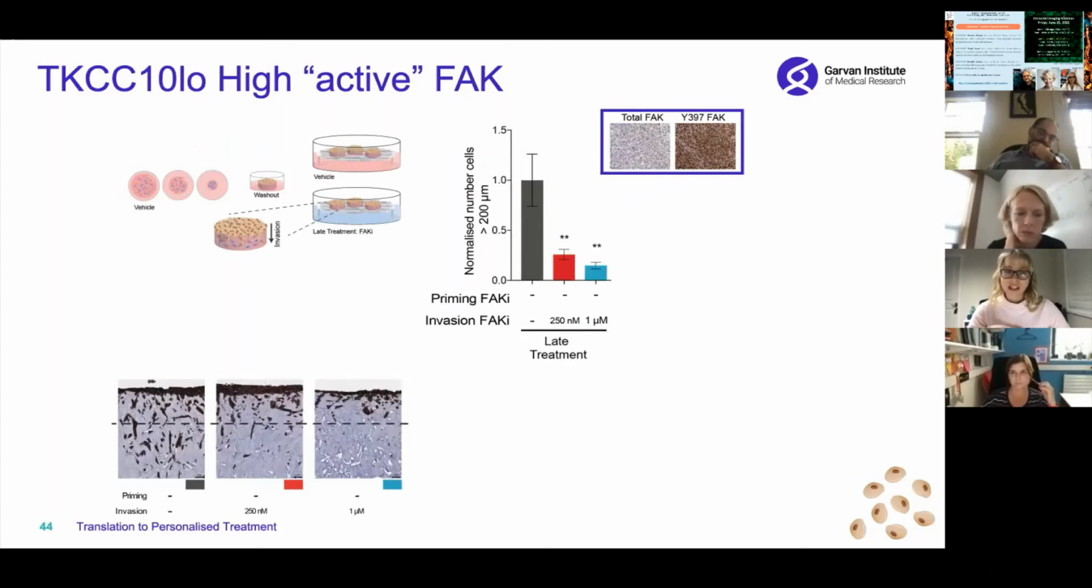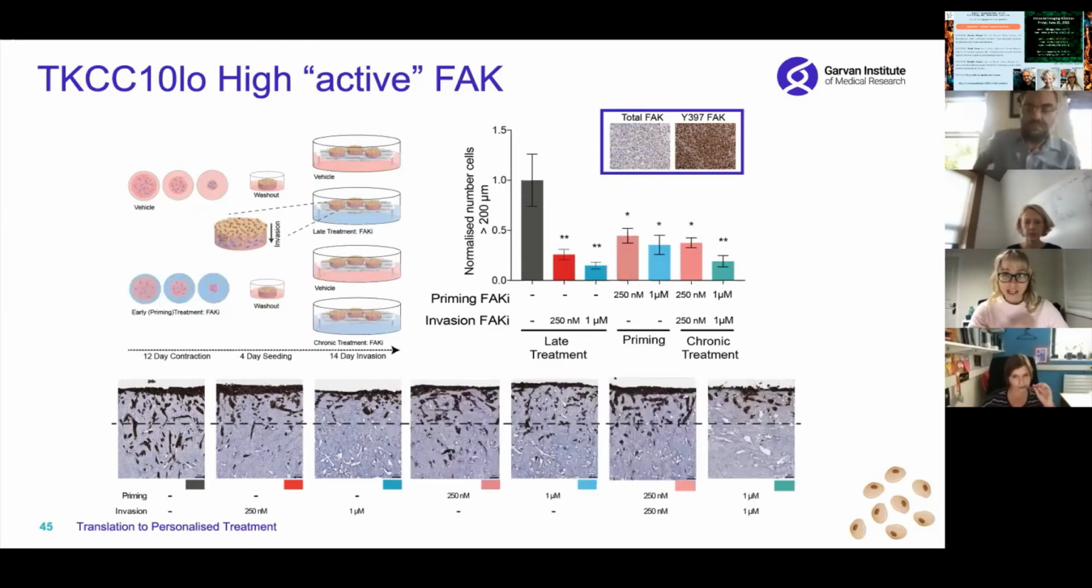Now, if we get our TKCC10 cells, which responded to our FAK inhibitors as we visualized by the FAK biosensor, we can see here that when we treat during the late invasive stages, the FAK inhibitor significantly reduces cell invasion into the matrix. And if we've pre-treated these matrices with our FAK inhibitors, as you can see here, this priming regime also reduces TKCC cell invasion into the matrix.